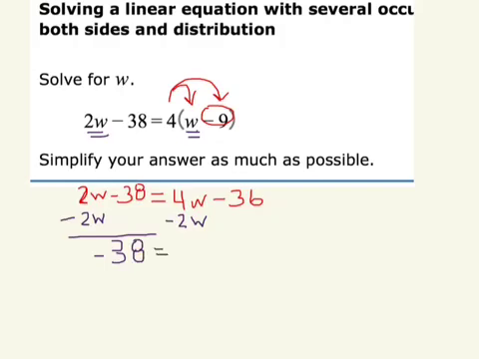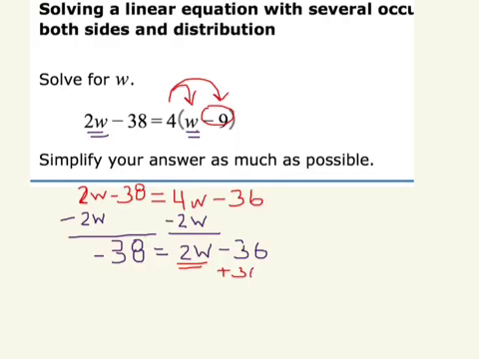My equal sign, I've got 4W minus 2W here, which leaves me with 2W, take away 36. And at this point I'm going to try to get the W's by themselves. So I'm going to come back to the right side here, and I am trying to leave these two W's by themselves. So I am simply going to add 36.